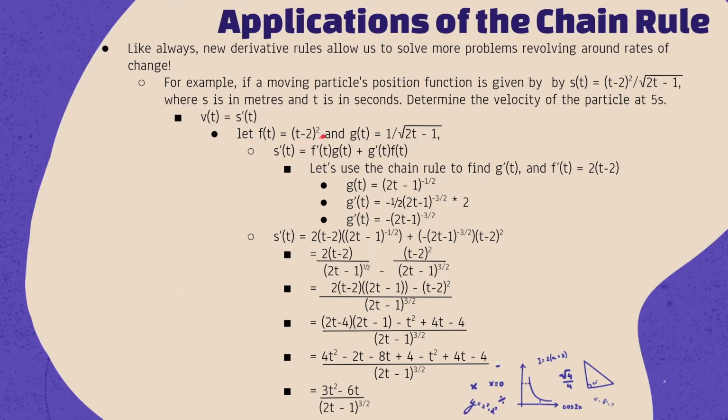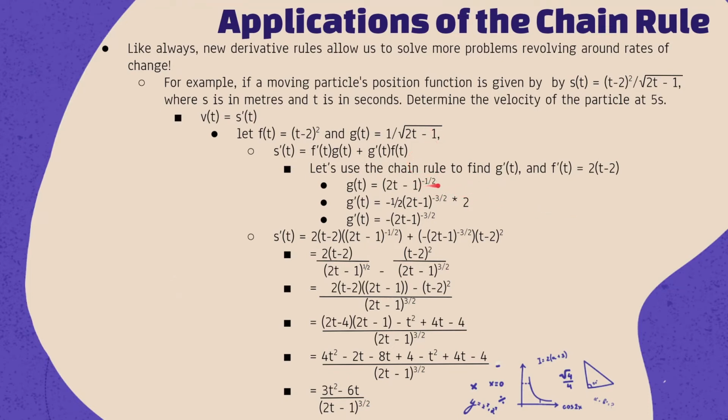F prime of t is really easy. This is just 2 minus t minus 2 to the power of 2. Again, just the power rule: bring the 2 to the front, this becomes 1, and so we get 2 times t minus 2. This is a lot of t's. For g prime of t, we actually have to do a lot more effort. This right here could be rewritten because we know 1 over the square root is the same as the power of negative 1 over 2. So now let's apply the formula for the special case of the chain rule.